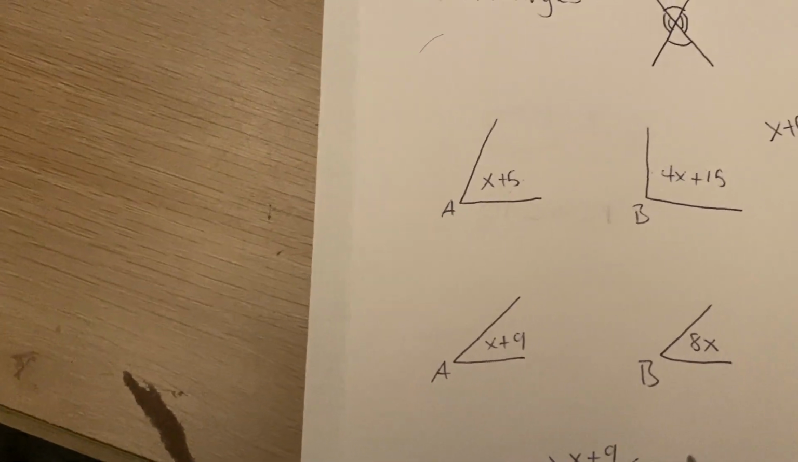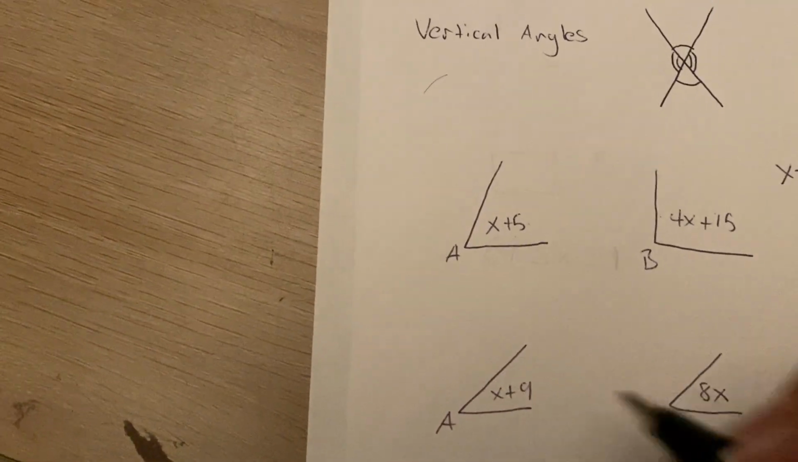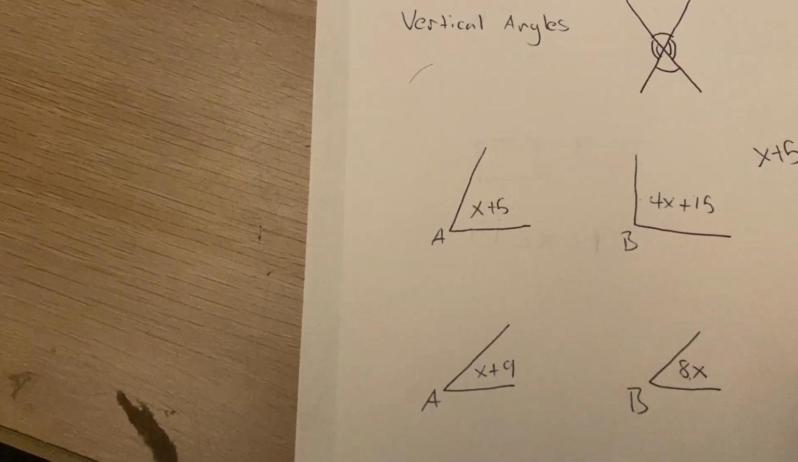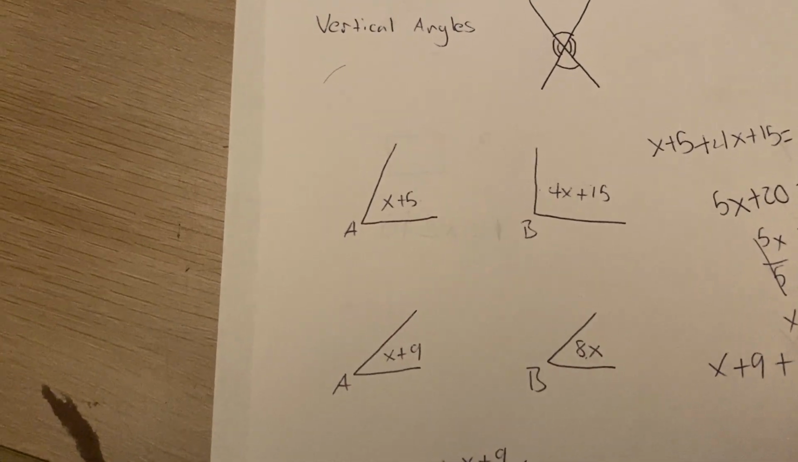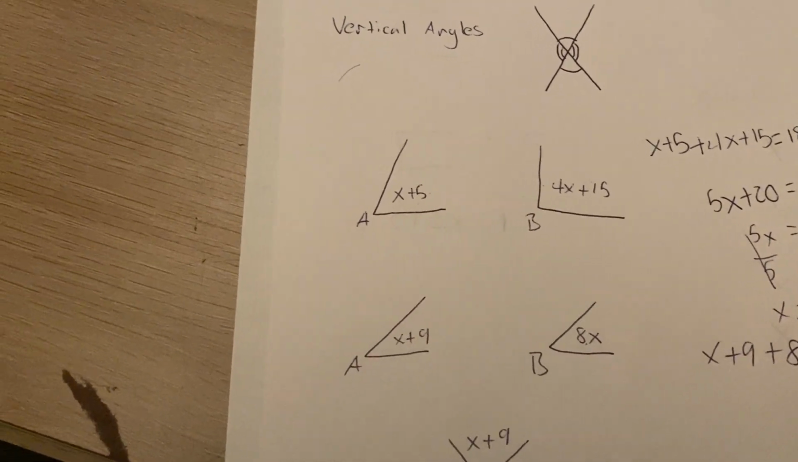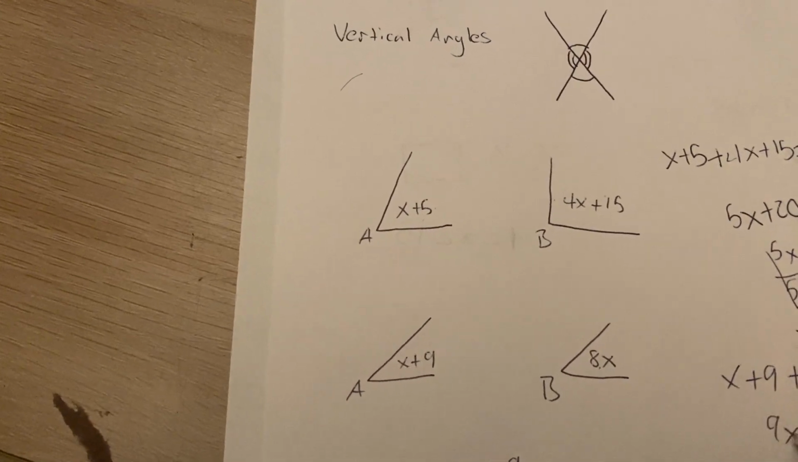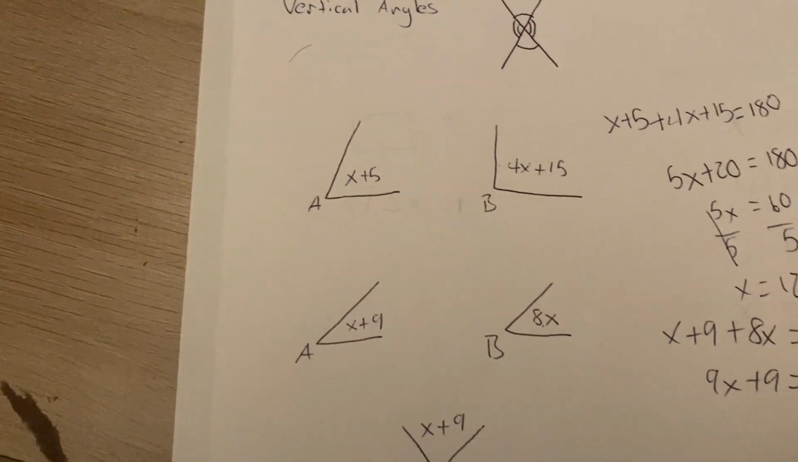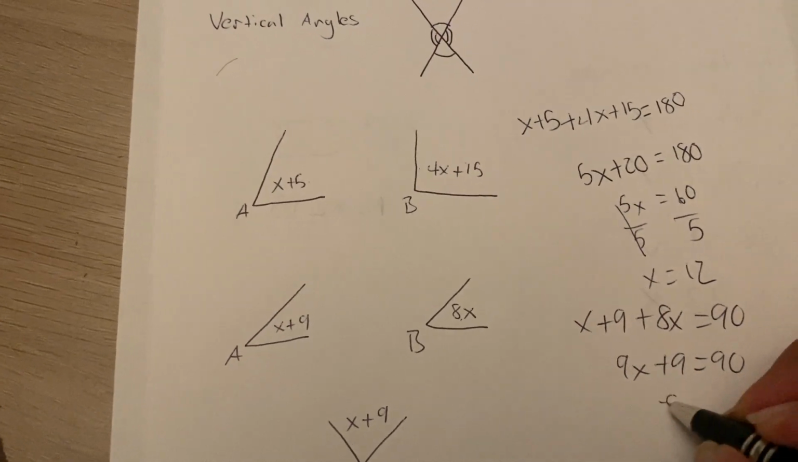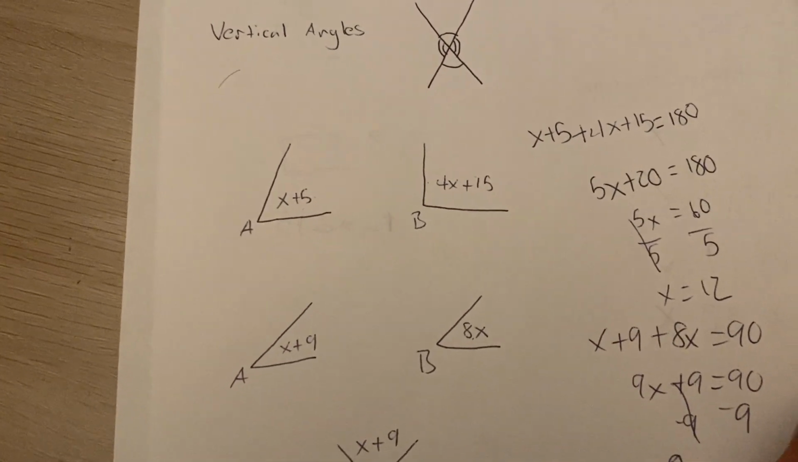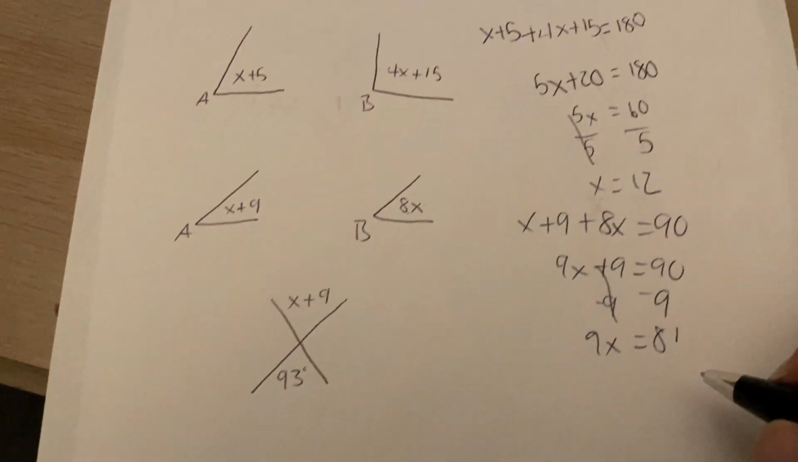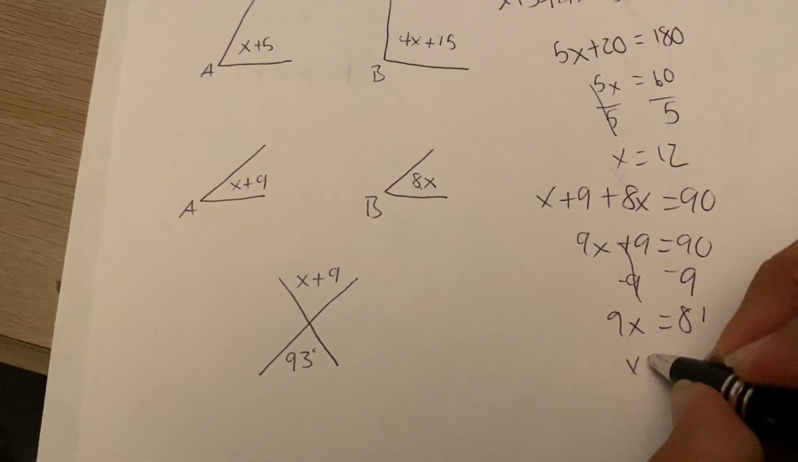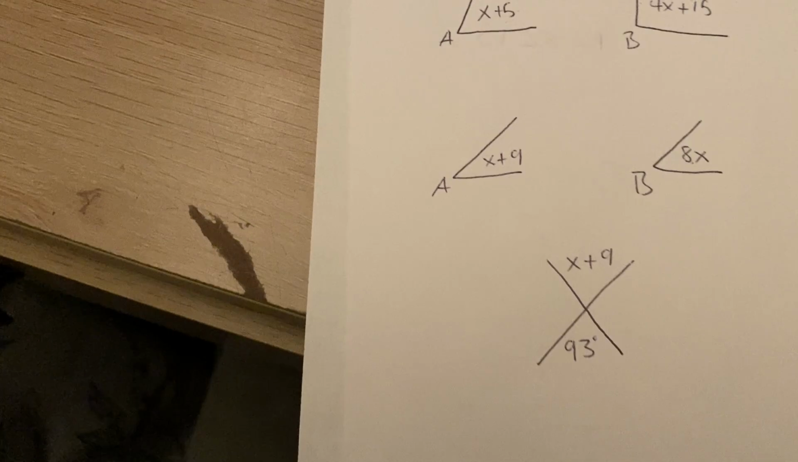Now this one here, x plus 9 equals 8x. So these two I'm going to say are complementary, meaning that this angle plus this angle equal 90. So x plus 9 plus 8x equals 90 degrees. So if I combine the like terms, I'm going to get 9x plus 9 equals 90. I'm going to subtract the 9 from both sides. I'm going to get 9x equals 81. Divide by 9 on both sides. X equals 9.